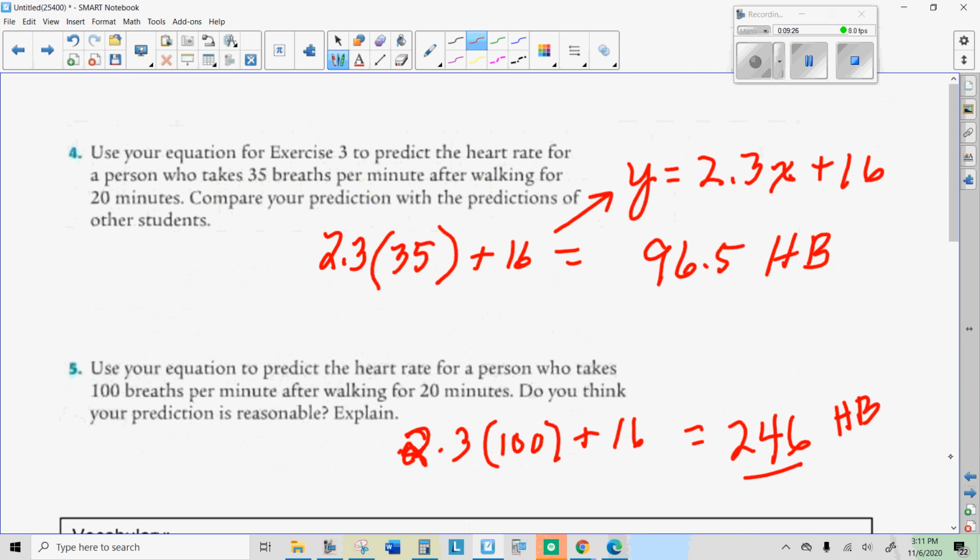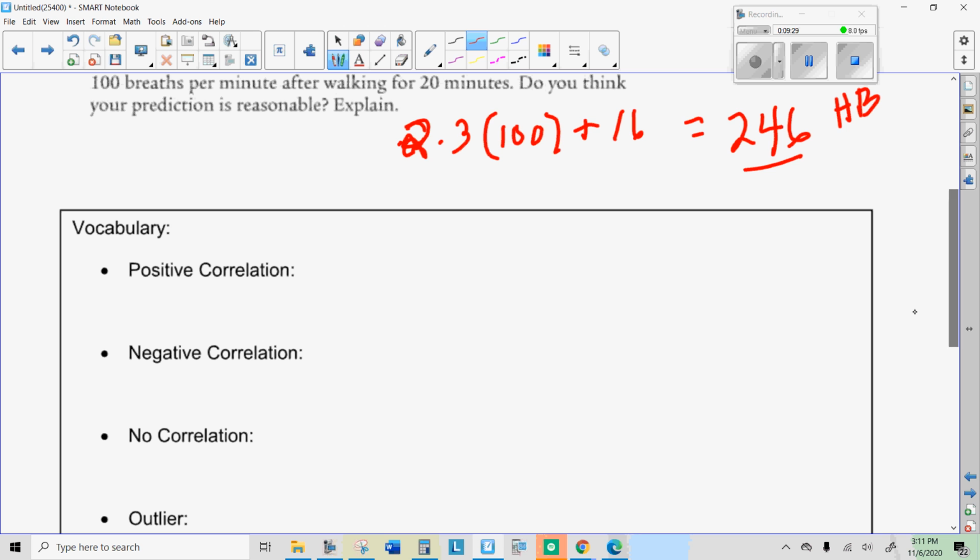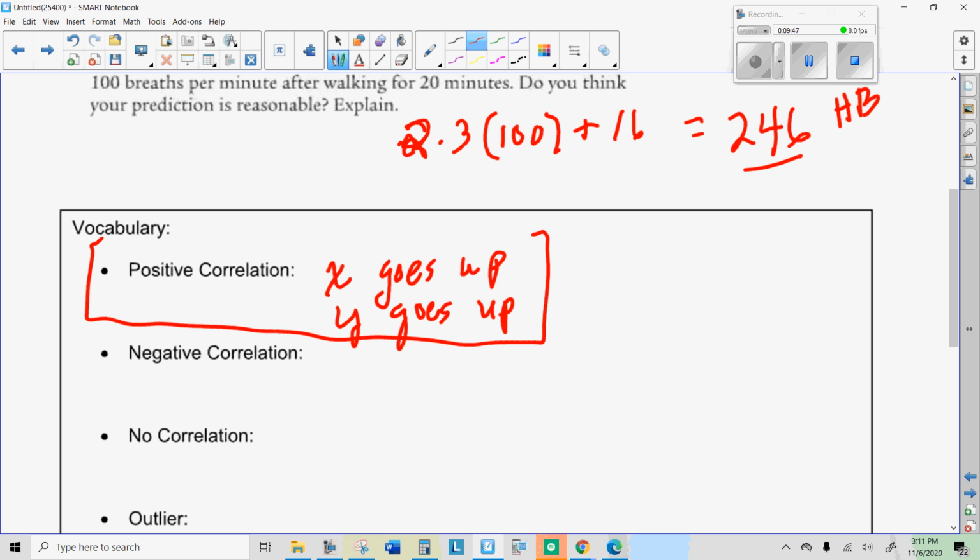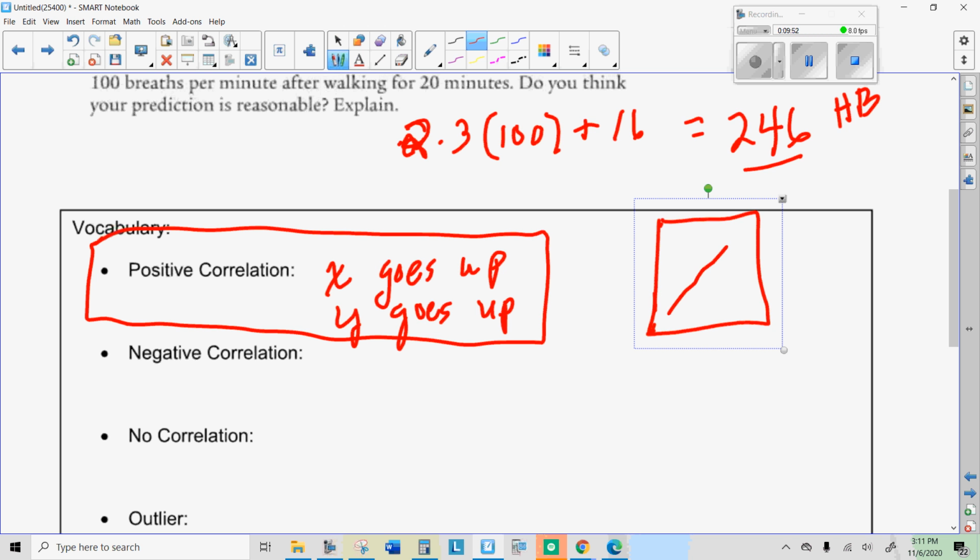Okay. If the x values go up and the y value goes up with them, that's called a positive correlation. You can tell on a graph because your trend line goes this way, which was what happened. Basically, as your breaths went up, your heartbeats went up. So both variables are going up.